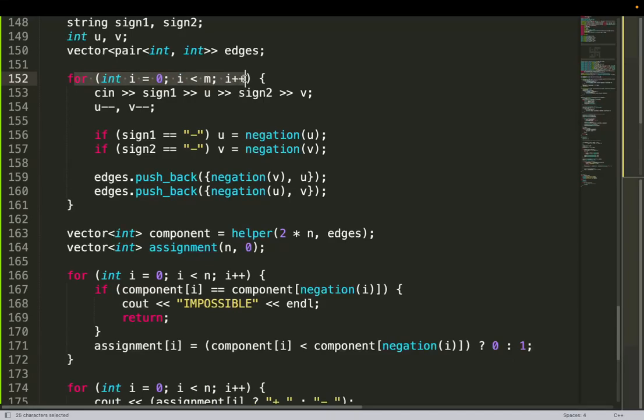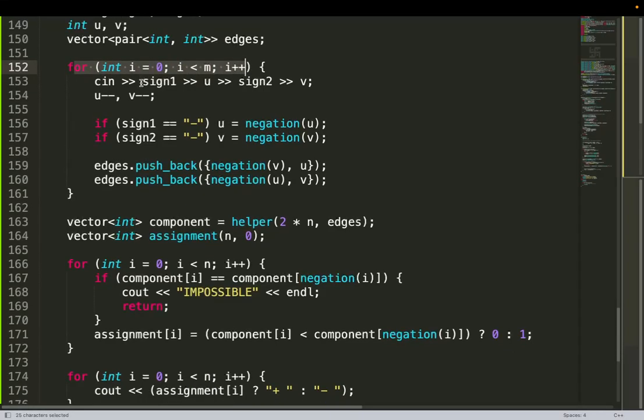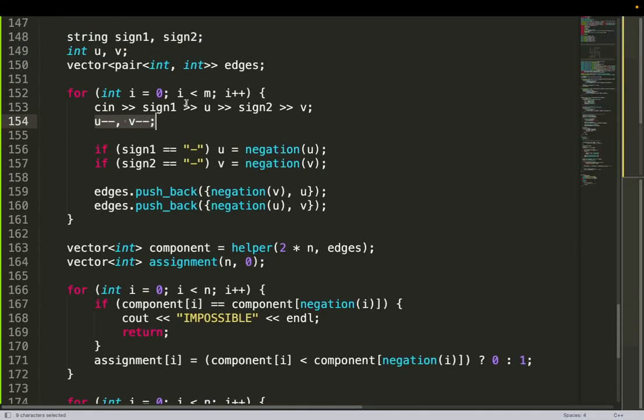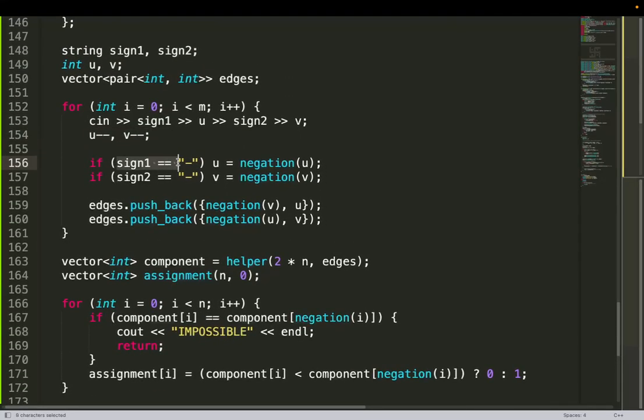So going over every clause. The clauses are given as follows: first of all sign, then the node, then for another choice sign and the node, converting the node to zero based indexing. Now just tell me one thing: if sign 1 is negative, this means I want a negation of this u, right? So I am converting this u to its negation. If sign 2 is negative, I am converting this v to its negation.